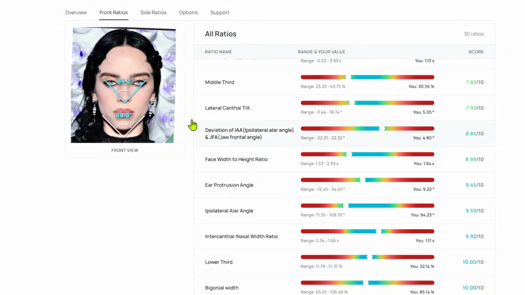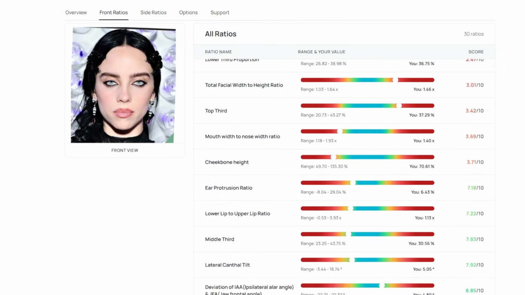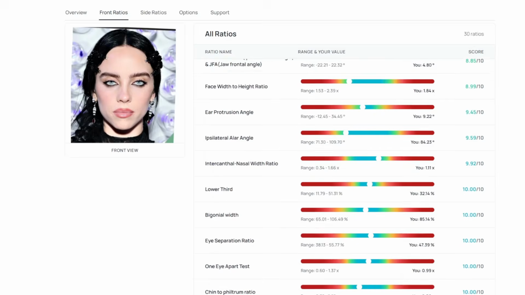And it's weird. Moving on, we have the face width to height ratio. So the overall is an 8.99 out of 10. And then her total facial width to height ratio, which is the total score, including all of it, is the 3.01 out of 10. So those are a little different in case you're confused.